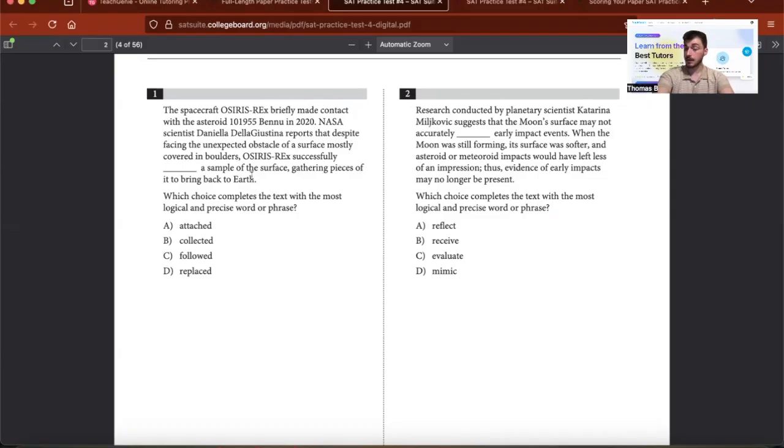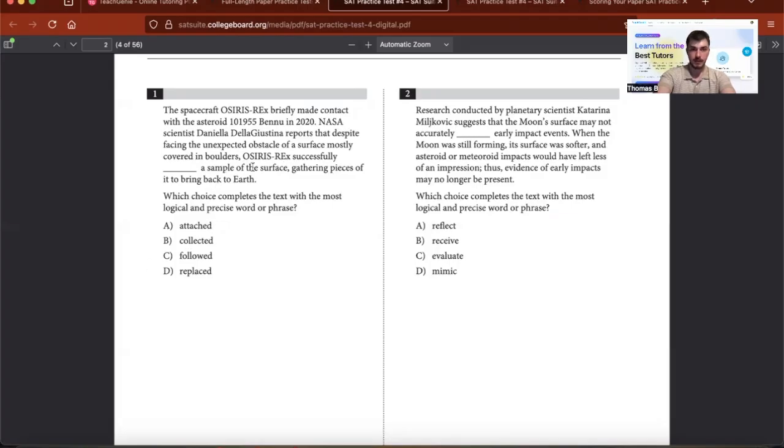Now, if you don't know what the answer might be to this question, for these types of questions, I personally like to put in the word to see if it makes sense. OSIRIS-REx successfully attached a sample of the surface. That doesn't quite sound right. Collected a sample of the surface. Okay, that makes a little bit more sense.